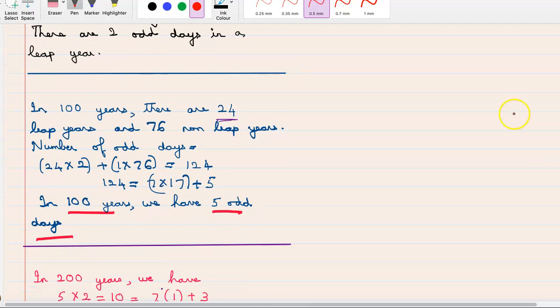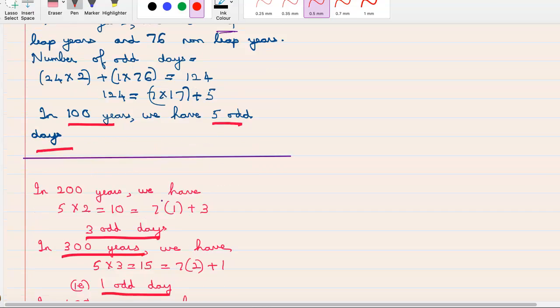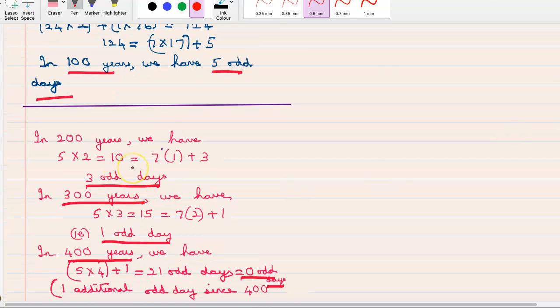In 100 years, there are 24 leap years and 76 non-leap years. So the number of odd days will be 24 into 2, because 2 odd days in a leap year, plus 76 into 1, that is 124. So there are 5 odd days in 100 years. In 200 years, we have 5 into 2, that is 10, so 3 odd days. In 300 years, we have 5 into 3, 15, which is 1 odd day, because when I divide 15 by 7, the remainder is 1.